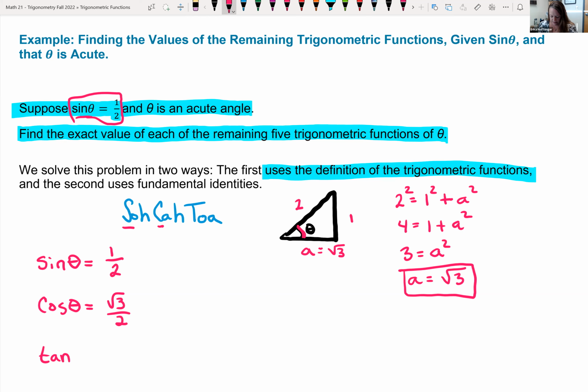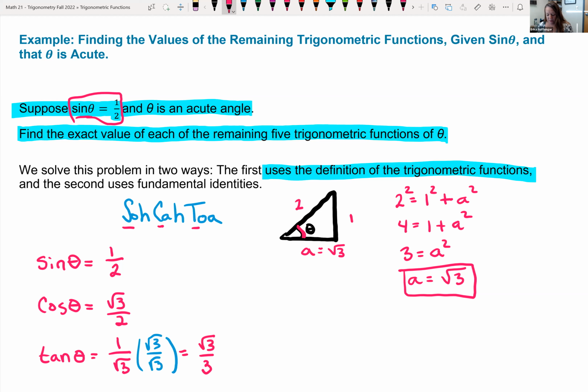Tangent theta, this is opposite over adjacent. So opposite side is 1 all over adjacent side, which is root 3. We want to rationalize our denominator. And so multiplying both the numerator and denominator by root 3, this is going to give us back root 3 over 3.